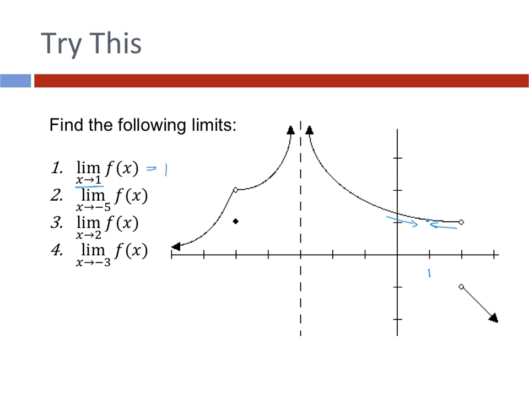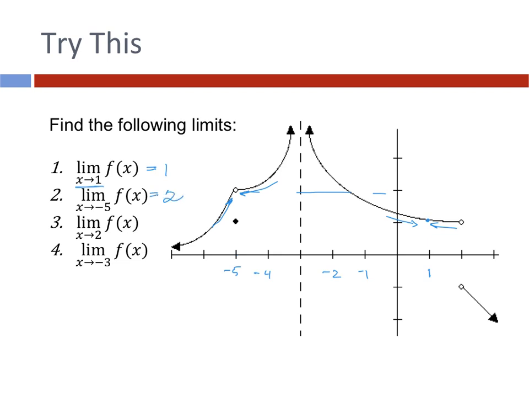All right, how about at negative 5? So let's find negative 5 on the graph. Here's negative 1, negative 2, negative 4, negative 5. So we're looking at the graph as x approaches negative 5 from the left side and from the right side. And it doesn't matter, again, that there's a hole there. We're only concerned about what it's approaching. So from both sides, it appears to be approaching a y value of about 2.